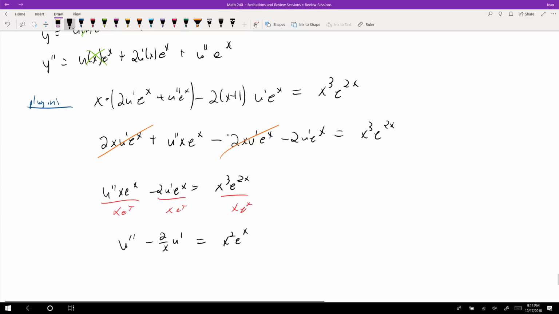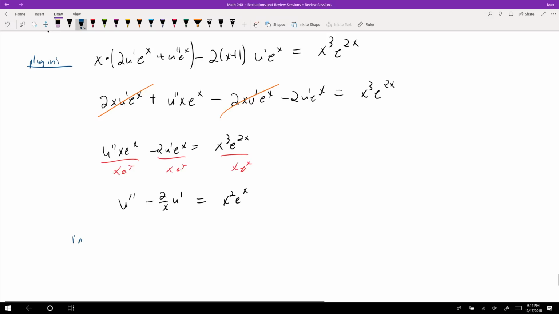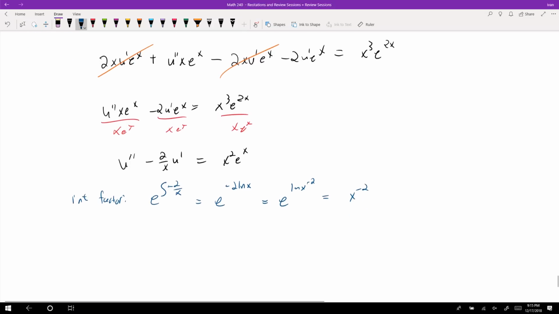Okay, so now we do the integration factor here. The int factor, which is e to the integral of what? Negative 2 over x. Don't forget the negative sign out in front. So what is this? This is really e to the negative 2 ln x. And now you have to play around with this a little more. This is e to the ln x to the negative 2, by the logarithm rules. So now the e and the ln finally cancel each other. So that's really x to the negative 2.